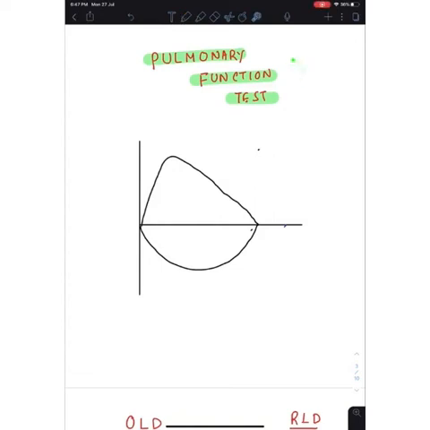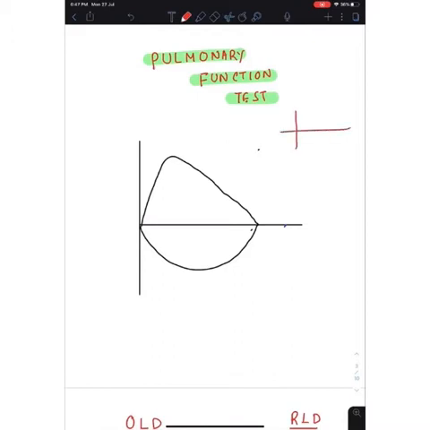The topic is pulmonary function test. It's difficult for anyone, but I will be very much exam oriented and very crisp in this topic. Now, before starting this graph, the flow volume curve, I know it's very confusing. I just want to tell you two points.